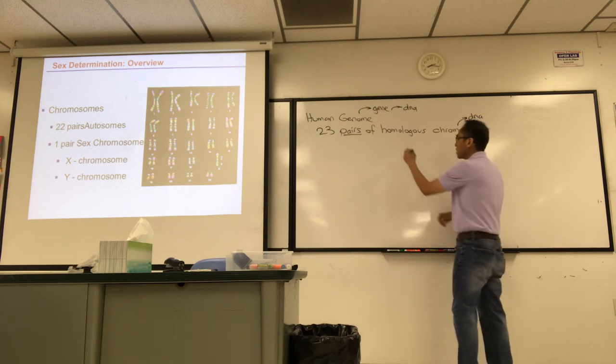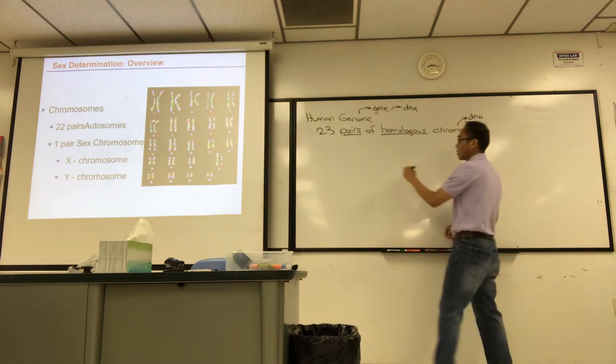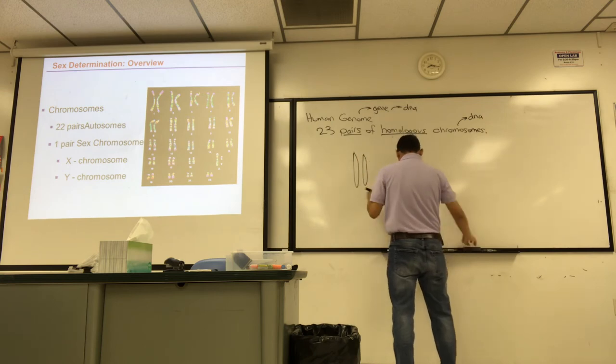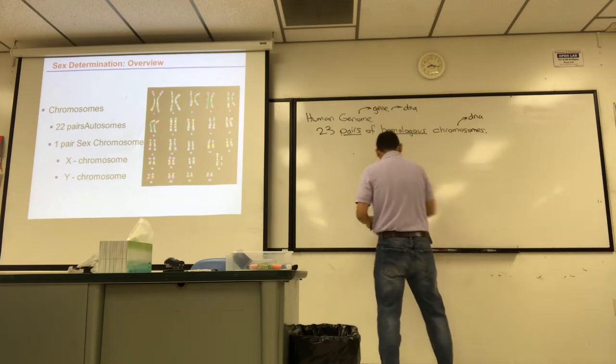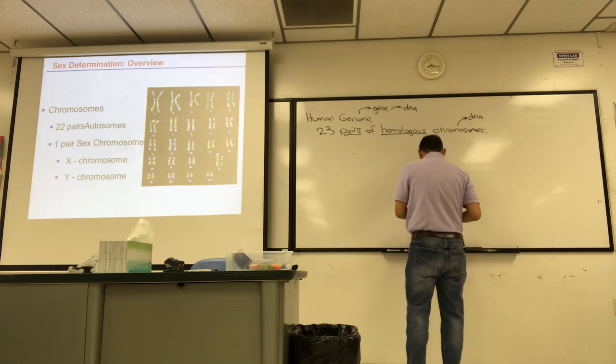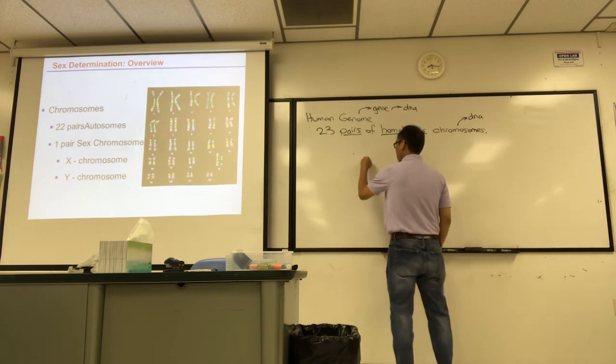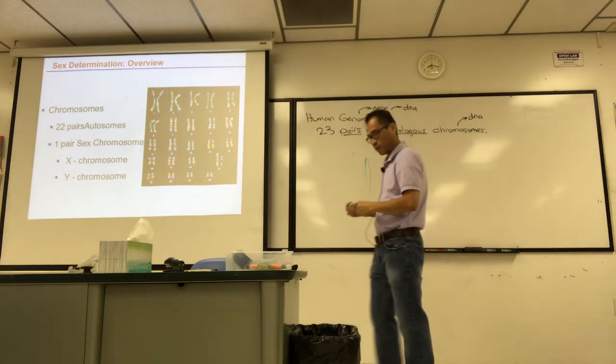So what's homology mean? Well, let's draw one pair. Here's one pair. How about I use colors, since mom and dad will be illustrated by colors, maybe. Green and purple.